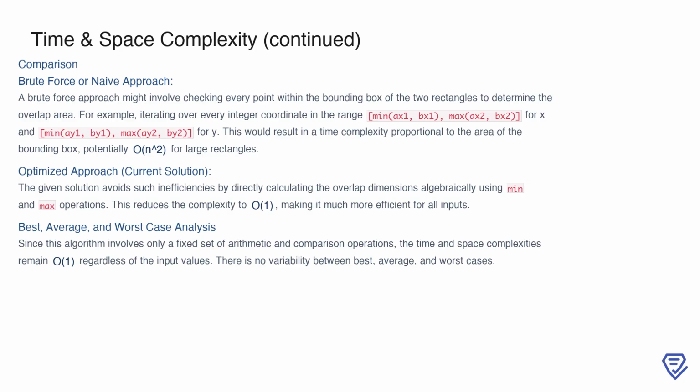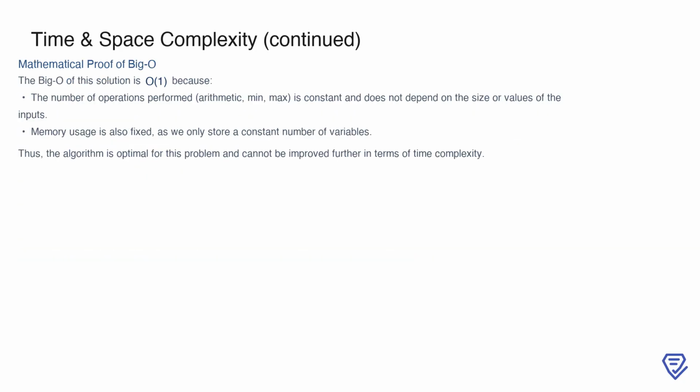In contrast, the current solution avoids such inefficiency by directly calculating the overlap dimensions using algebraic operations like min and max. These operations reduce the time complexity to O(1), making it significantly more efficient. Additionally, because the algorithm uses a fixed number of operations, the best, average, and worst-case scenarios all result in the same time complexity, O(1). To solidify our understanding, let's examine why the big O of this optimized solution is O(1).